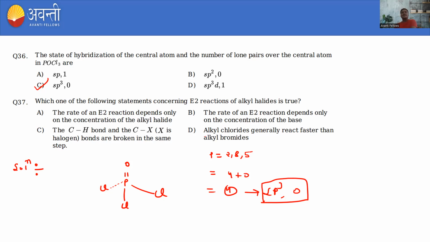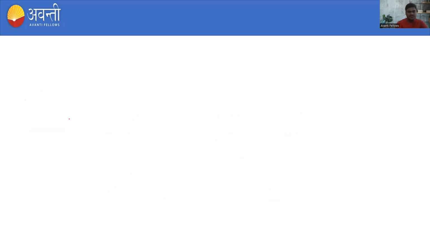Now, the second statement says that the rate of an E2 reaction depends only on the concentration of the base. The next says that the C-H bond and the C-X halogen bond are broken in the same step. Yes, this one is absolutely correct. Alkyl chlorides generally react faster than... no, this is wrong. So only option C is absolutely correct.